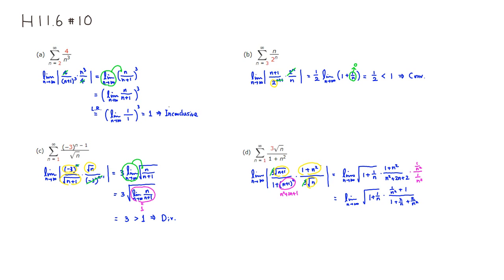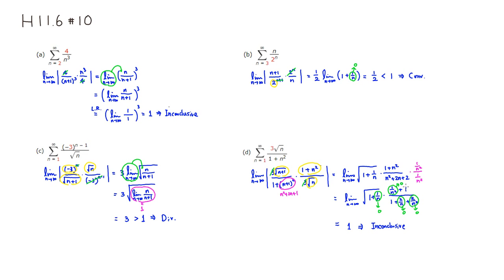Right? So you can see that here, this guy approaches 0. That guy approaches 0. And that guy approaches 0. And also that guy approaches 0. So you can see that everything is actually going to 1. So this is going to be 1 times 1 over 1. So it's going to be 1. Which means that unfortunately this ratio test is inconclusive.